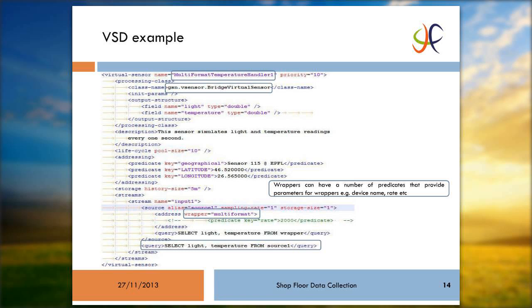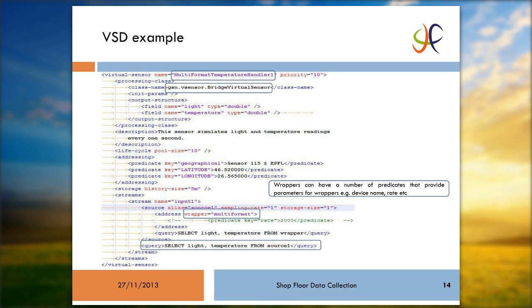So here you can define the output fields. We said that we just need the light and temperature, and you can even define the types. And another thing is that you can provide the addressing, so that it can be mapped on the Google map and you can view the positions of the sensors and all those details. Even though that's not the important part for us for now, this is one additional feature that you can define in virtual sensors.